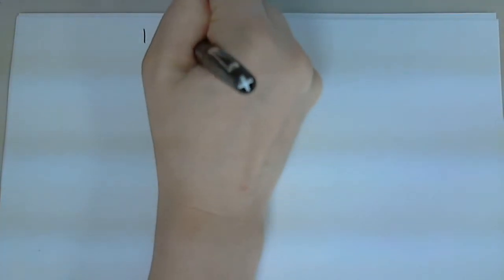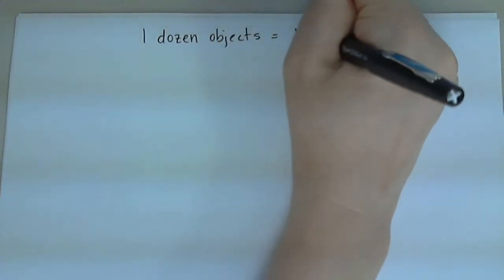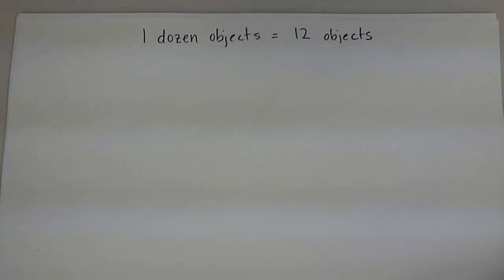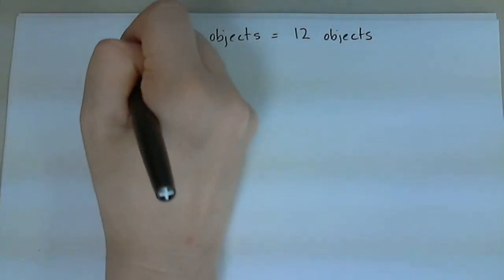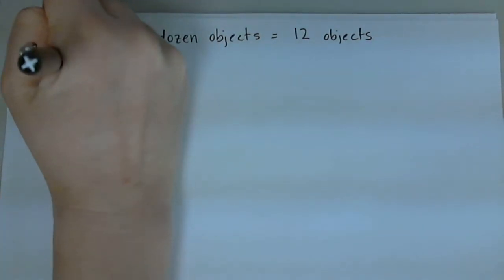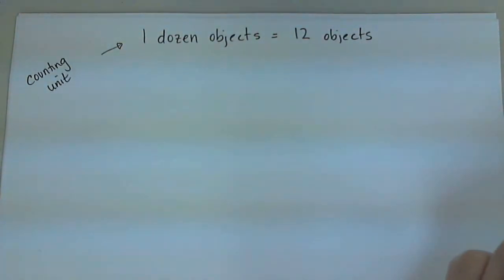So last class we established that 1 dozen objects, 1 dozen things, equals 12 objects or 12 things. So 1 dozen of something is 12 of something, right? And we established that because 1 dozen is a way to group objects, we can refer to it as a counting unit. So if we think about eggs, rather than having to count out 144 individual eggs, a lot of times what we do is we'd say, oh, I have 12 dozen eggs. It's just a way to group things to make counting simpler.